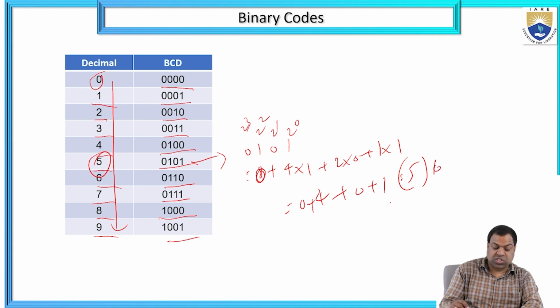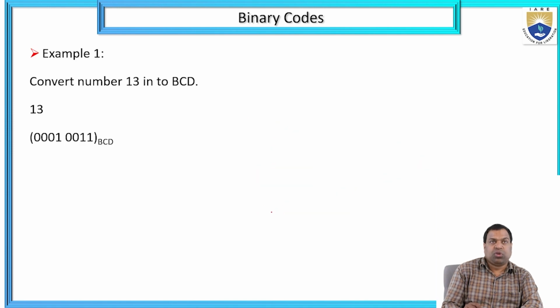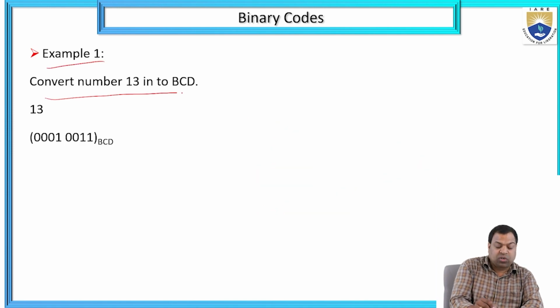So 5 base 10. The decimal numbers are from 0 to 9, and we are converting them to BCD. It is a process of converting to the binary code of BCD. Next we are discussing an example. Example 1: convert the number 13 into BCD.